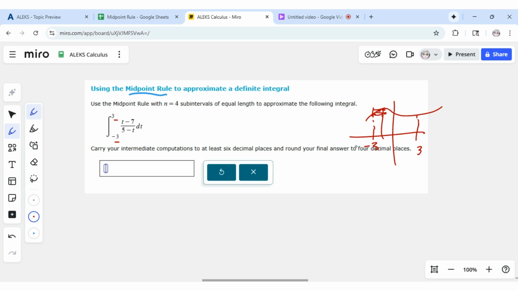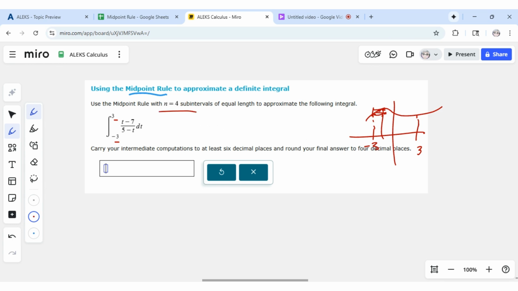So if one of those, the left hand or the right hand, is an overestimate always, and one of them is an underestimate always, the midpoint is probably going to be better. And that's the theory behind using the midpoint rule. Otherwise, it's just the same as doing a Riemann sum. What we need to do first is figure out how many rectangles we're going to have and then where the midpoints of those rectangles are going to be.